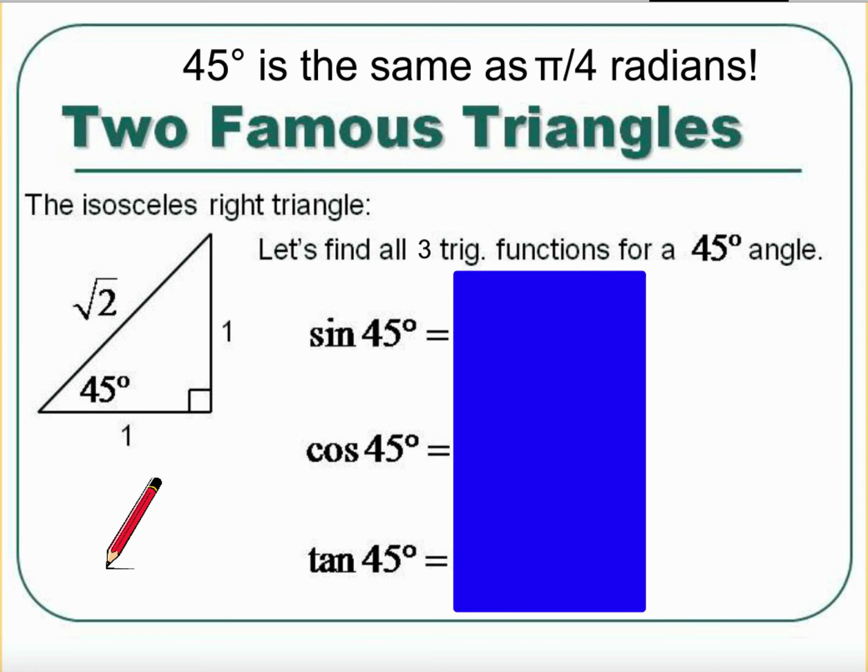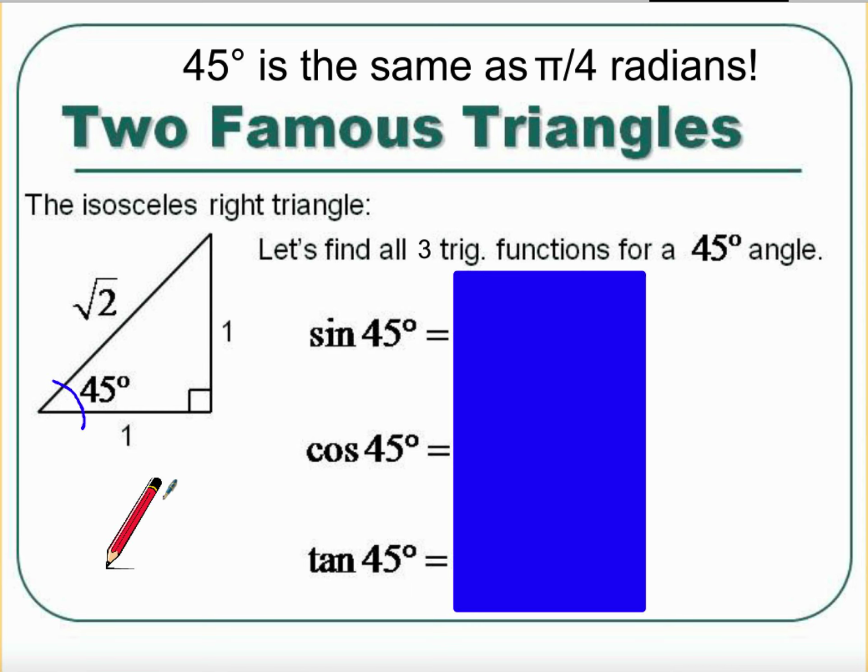Not too bad, right? So we do have some famous right triangles. The first is called a 45-degree triangle. Now, 45 degrees happens to be the same as pi over 4 radians. So we're going to find all three trig functions for a 45-degree angle. So if this is a special right triangle with 45 degrees, let's go ahead and label it like we did previously.